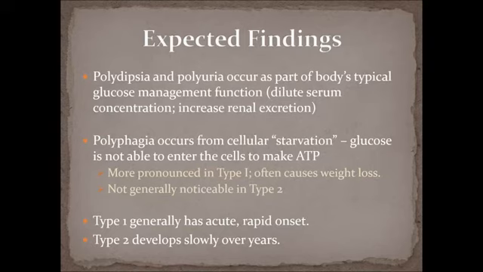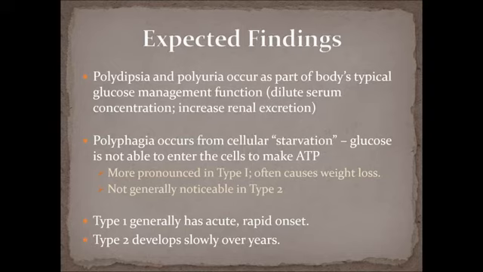The other poly, you'll hear us call them the polys: polydipsia, polyuria, and polyphagia. So polyphagia is excessive hunger, excessive food intake. This actually occurs because the cells are literally starving. They're starving in the sense that the glucose is not able to get inside the cell for the cell to make ATP. So polyphagia, you're going to see mostly more pronounced in type 1 diabetics because literally their cells are starving. Remember, in type 1, that pancreas is not making any insulin whatsoever. So all the glucose that your patient's taking in, it can't even get into the cell to be used.